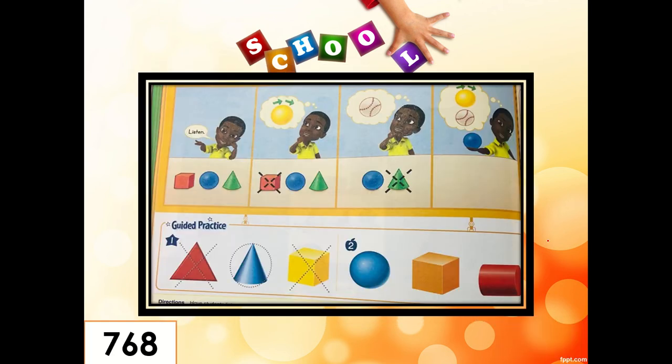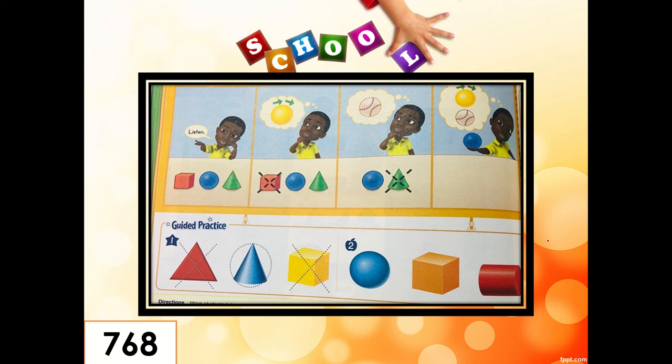Now, let's have this page 768. For this one, I will tell you the clues. You will mark an X on the shapes that do not fit the clues, and then draw a circle around the shape that the clues describe.